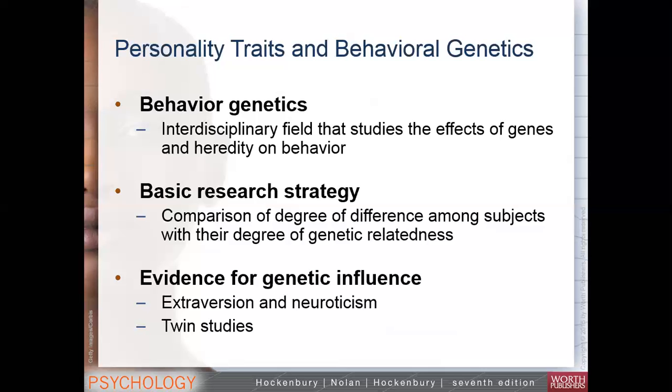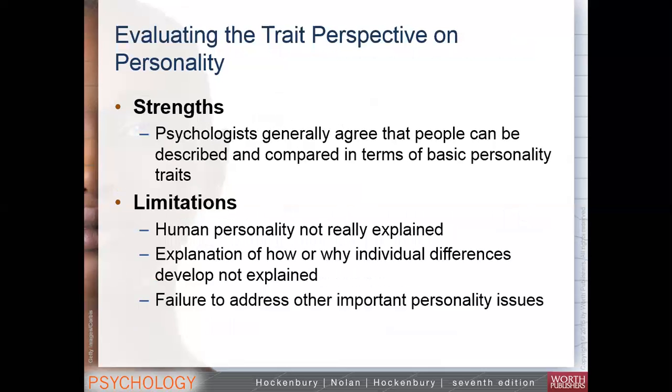So finally, looking at this particular perspective and its strengths and weaknesses, of course, some of the strengths, yeah, we get it. People can be described by personality traits, by these individual characteristics. And we know that they can be compared with that. But the problem is that it does not really explain human personality. It just kind of quantifies it. It categorizes it. It doesn't explain how or why those individual differences develop.